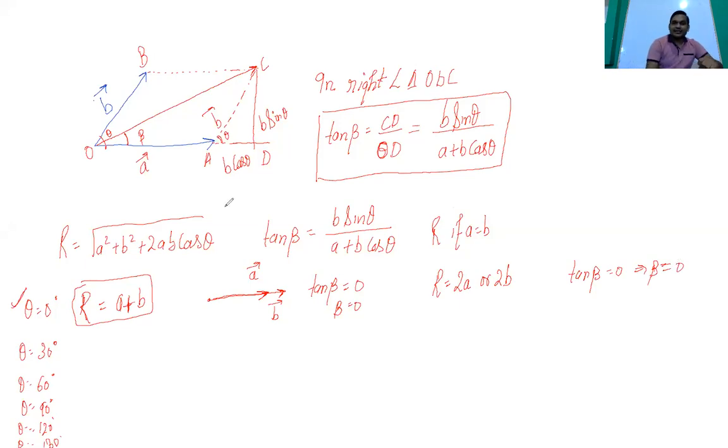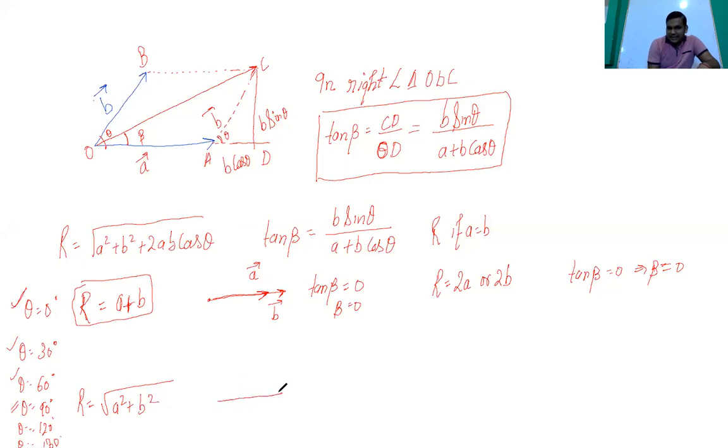In a similar manner, this can be done for 30 degree and 60 degree. This is homework for you, that you should do the 30 degree and 60 degree. Now I'm coming directly to 90 degree. For 90 degree, cos 90 is equal to 0, so this term is going to be 0 and the resultant will become the square root of A square plus B square.